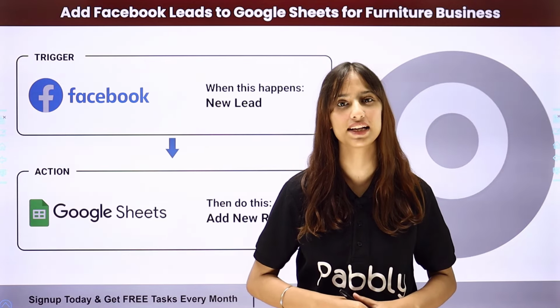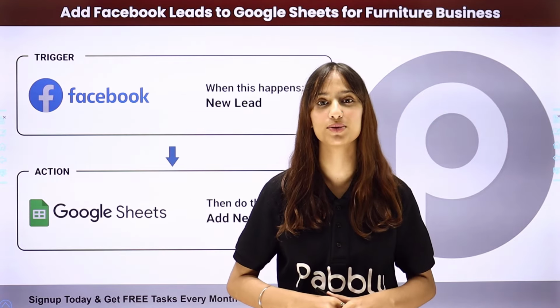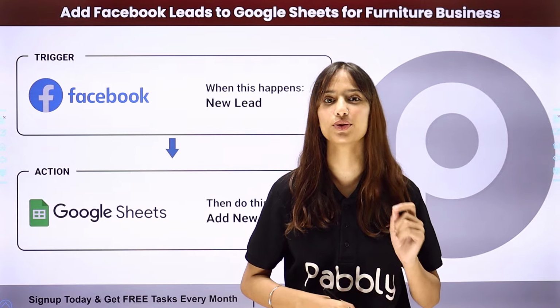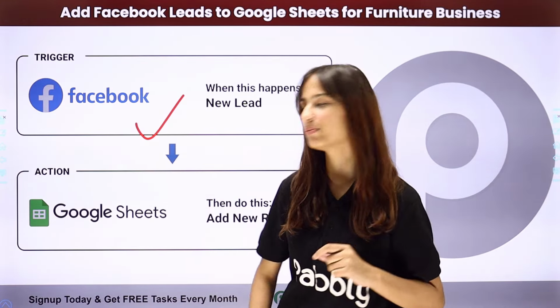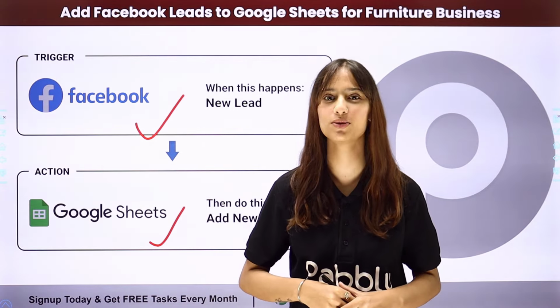So now to do this I need to build an integration between these two applications, for which I will be using this amazing integration and automation software, that is Pabbly Connect. So now to do this, here my trigger application will be Facebook and my action application will be Google Sheets. So if you want to learn more about this integration, follow me through the screen.